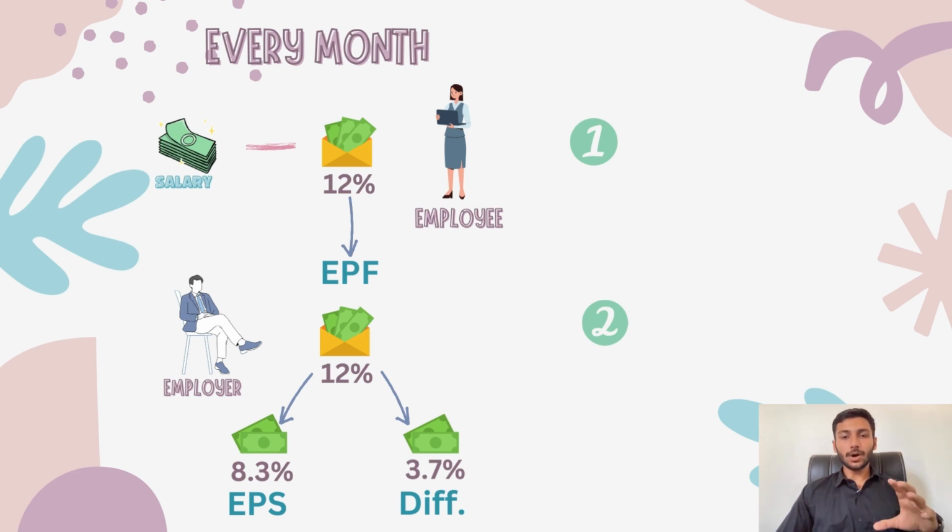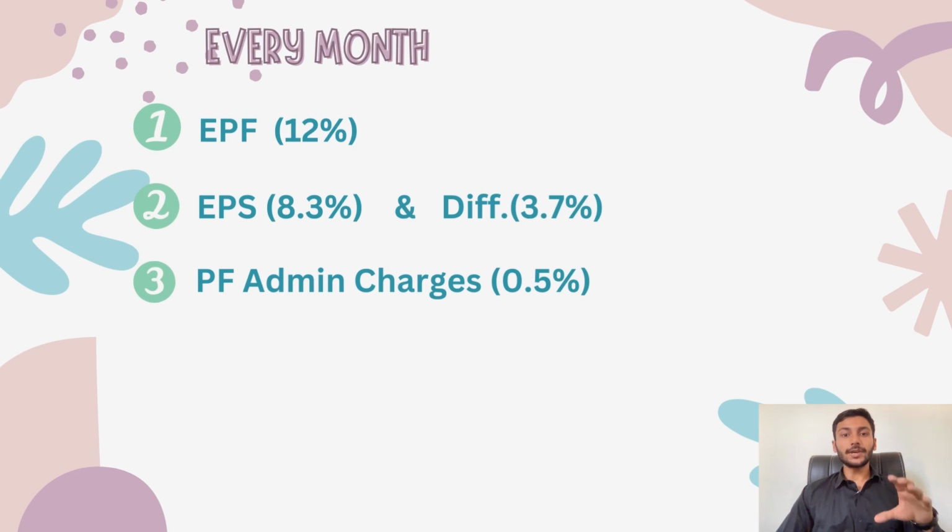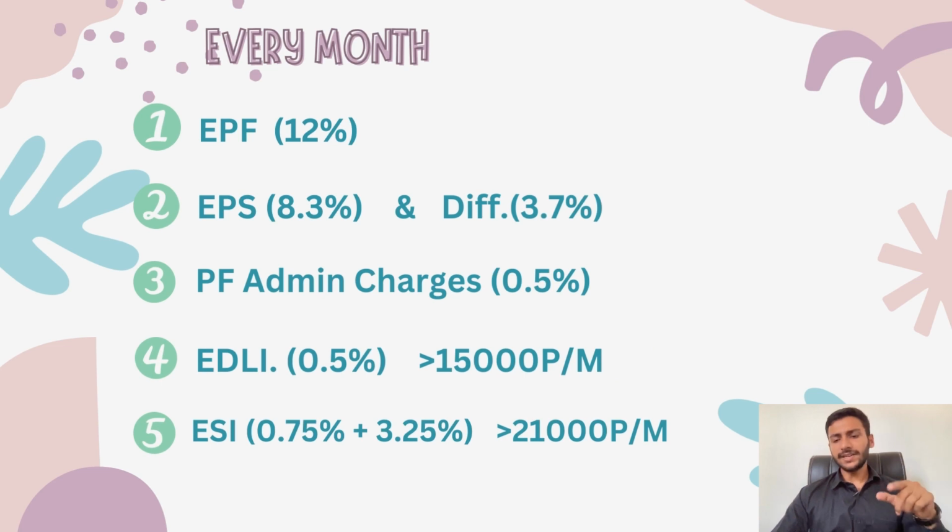Okay. Now, apart from this EPF and EPS, the employer has to pay some additional admin charges. These are called PF admin charges, and these charges are deducted by the PF department for the maintenance of that PF fund. Admin charges are only 0.5% of the employee's salary. Now, apart from these admin charges, there are also two insurances, EDLI and ESI. EDLI charges are like an insurance for the safety of the PF fund. It is also 0.5% of the employee's salary.